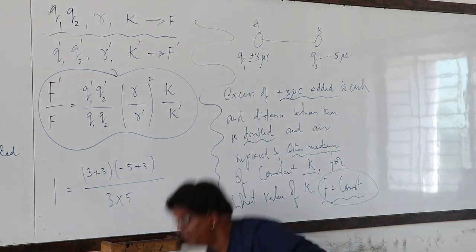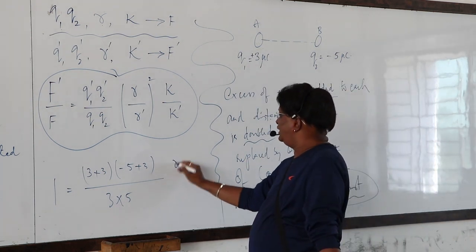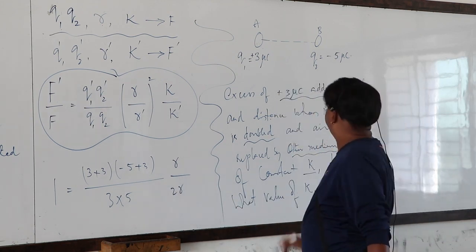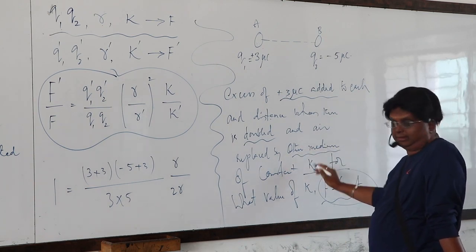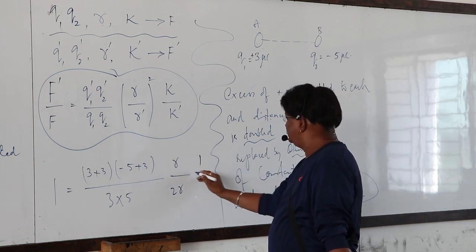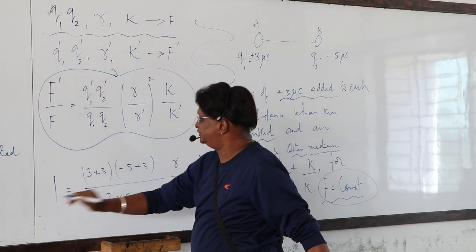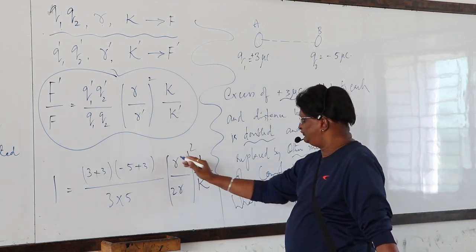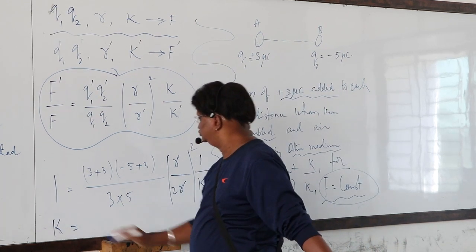Now again, the distance is, he says, doubled. Distance initially R now becomes 2R. Initially the medium is A and now it is replaced by another medium of constant K. Therefore here I am writing for A, the K value is 1 and for the other medium it is K. Now the LHS term is 1. Of course it is a square. You will find the answer as K is equal to.